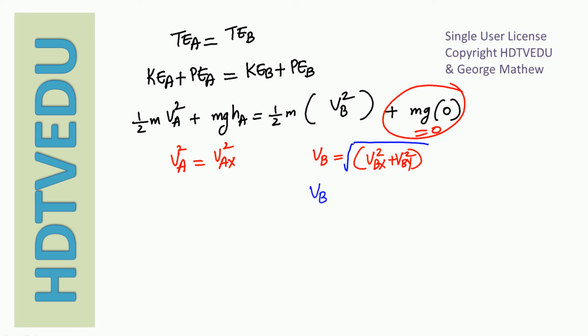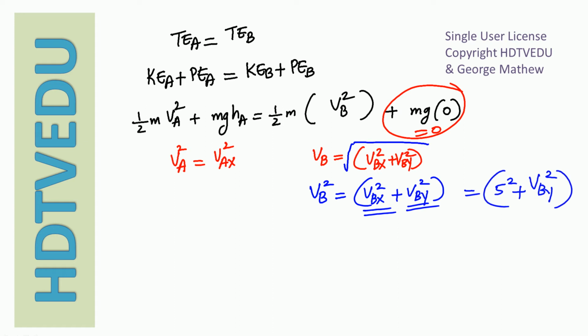So when you take the square of vb, what do we get? Vb squared is equal to vbx squared plus vby squared. So kinetic energy at B is 1/2 m vb squared, and vb squared has vbx squared and vby squared. We know what is vbx. It is 5 squared. So this is 5 squared plus vby squared. So we substitute that. So 1/2 m, what is velocity at point A squared? It is 5 squared.